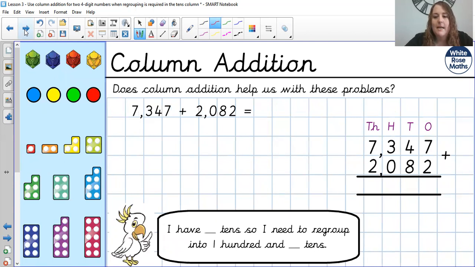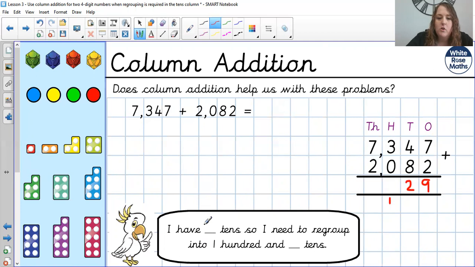7,347, add 2,082. Again, just checking everything is in the right place value. I've set it up correctly on my column addition over here on the right. And then we get started with the ones column first. So 7 add 2 is 9. 4 add 8, 8, 9, 10, 11, 12. So I can pop my 2 and I am regrouping for 100.